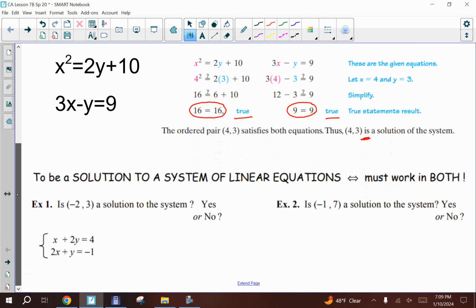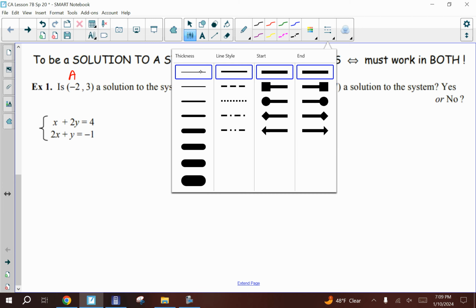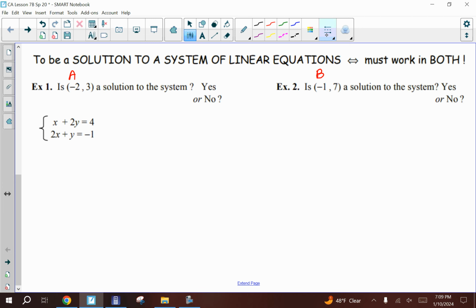So I'm going to go through a couple of examples here, and I'm going to pretend this is the assignment. On the assignment, this is going to be like choice A, and this is going to be choice B. They're going to ask us, is it a solution? Again, it's not multiple choice. You have to test them all. So I'm going to go into this equation here, and for the first one, I'm going to plug in x equals -2 and y equals 3.